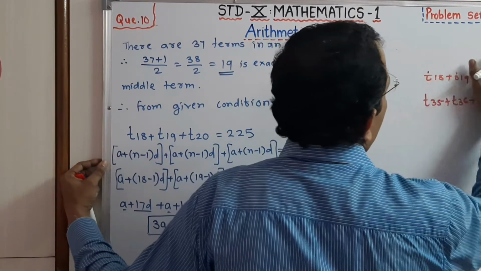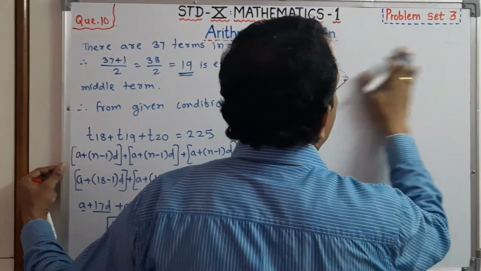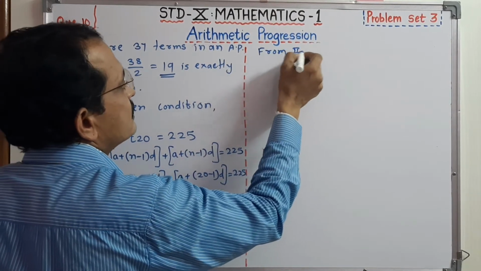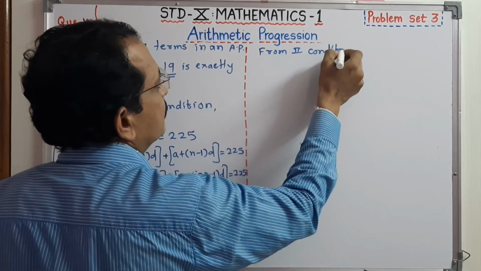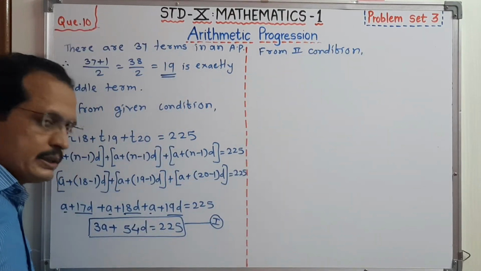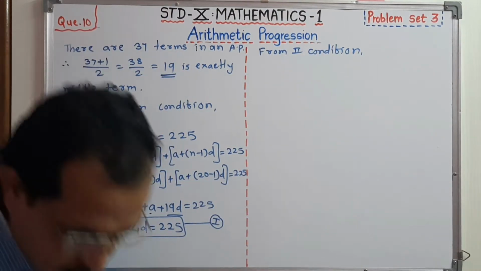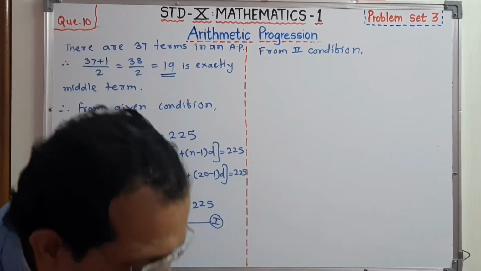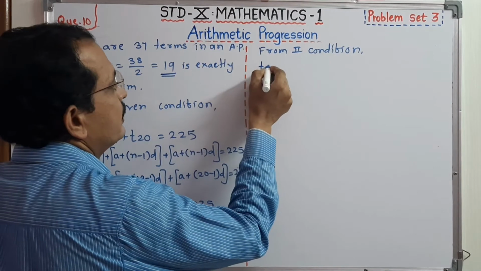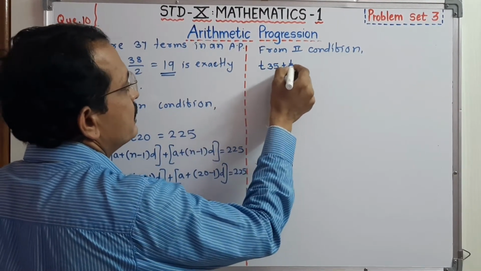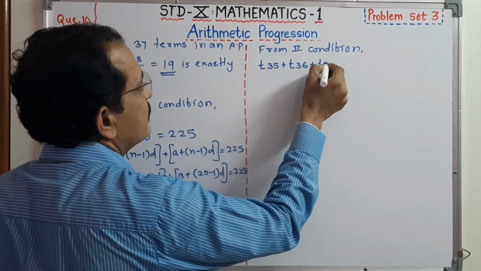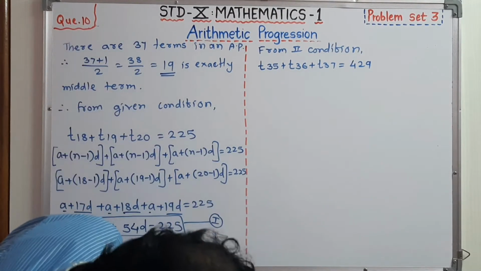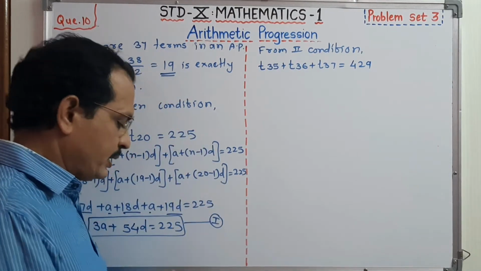Now we have to find out the second condition. Now from the second condition, what is that? The sum of the last three terms. Yes, it is the sum of the last three terms. That means T35 plus T36 plus T37 is equal to 429, isn't it? Yes, it is 429.